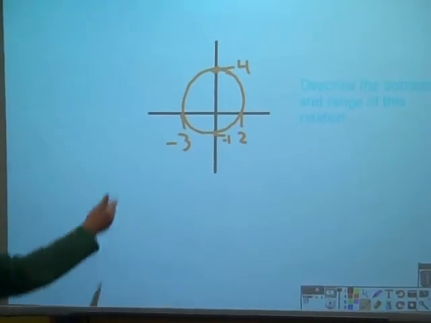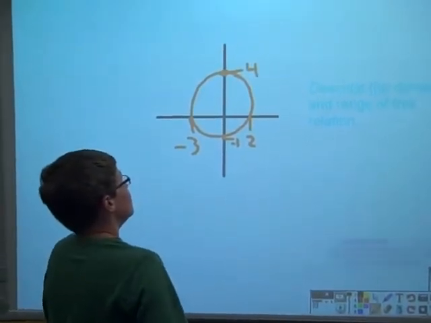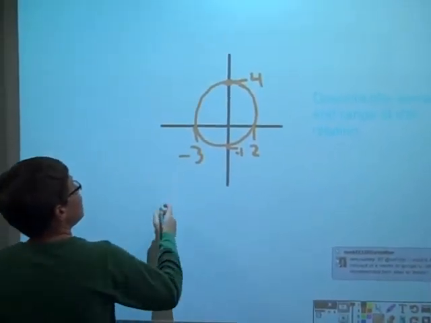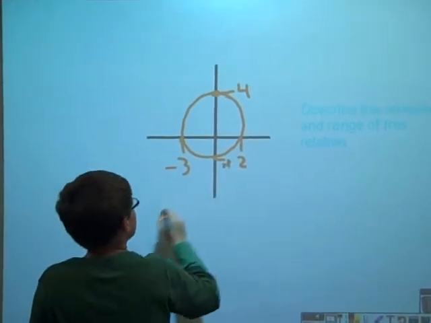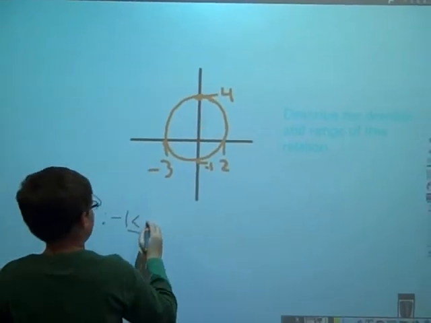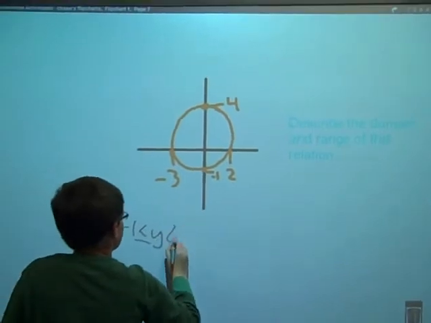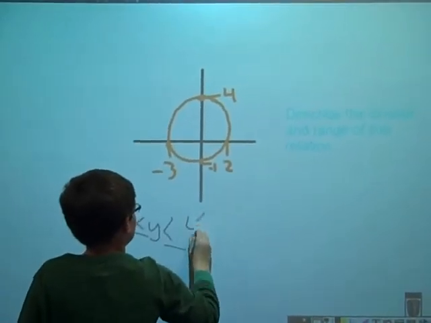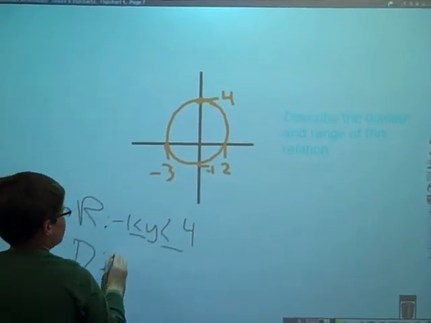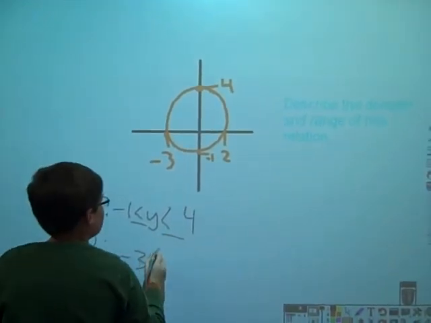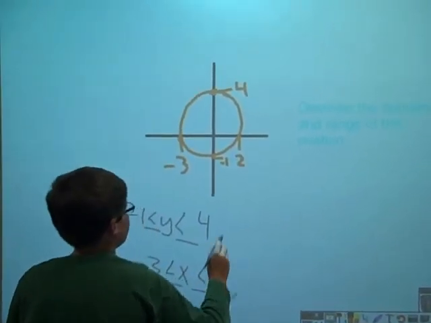And then, domain and range of this function, figure that one out. I'll give you a couple seconds. So our range, I'm going kind of out of order here, is -1 is less than or equal to, because that point is inclusive, y, since we're dealing with y in range, is less than or equal to 4. So that's our range. For our domain, we've got -3 is less than or equal to x, which is less than or equal to 2.